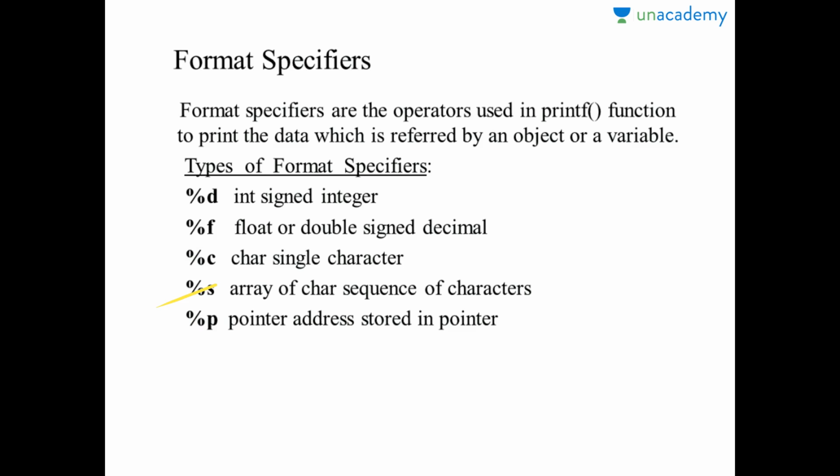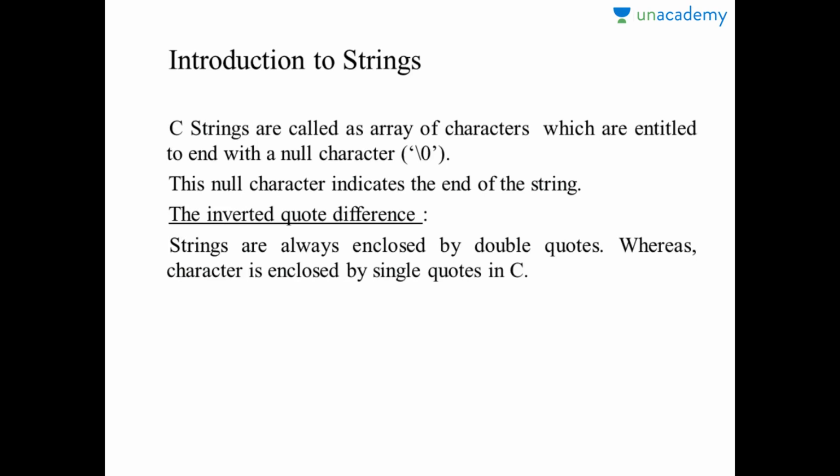So moving on, let's introduce strings. So strings are nothing but arrays of characters which ends with a null character. This null character indicates the end of the string. And a key point to remember is that strings are always enclosed by double quotes and character is enclosed by single quotes in C language. This is a key point.